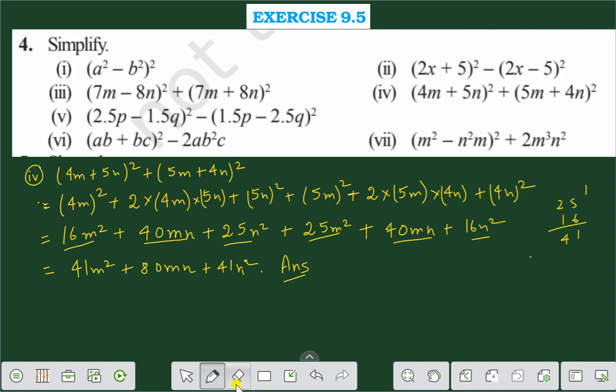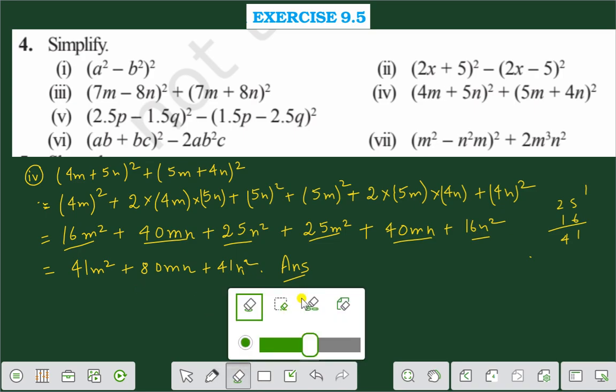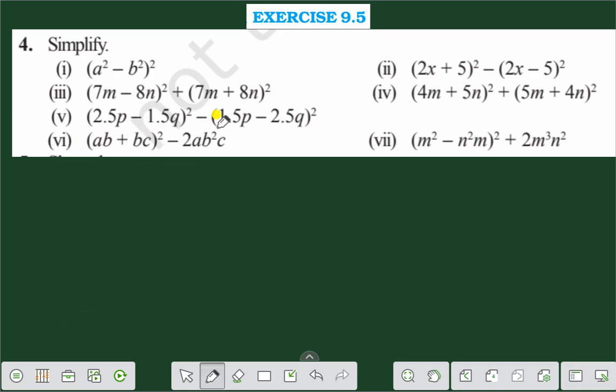Now we'll solve question number 5. Here question number 5 is (2.5 P minus 1.5 Q) whole square minus (1.5 P minus 2.5 Q) whole square, right?